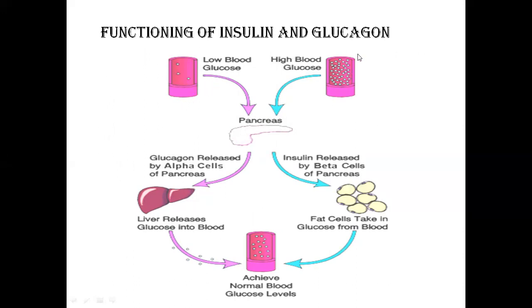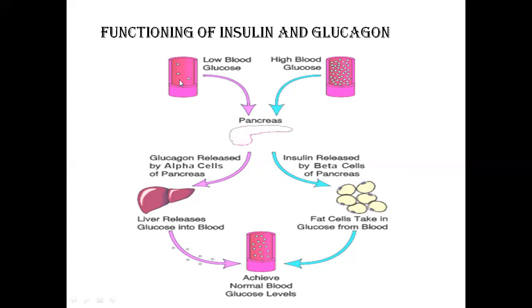Okay, so here we can see the high blood glucose level. Whenever the glucose level in the bloodstream increases, the pancreas signals the beta cells. And these beta cells, after receiving the signal from the pancreas, release insulin. And insulin thus released gives a signal to the fatty cells and other cells to take up the extra glucose from the blood, in turn making sure that the normal blood glucose level is maintained. So this is the functioning of insulin.